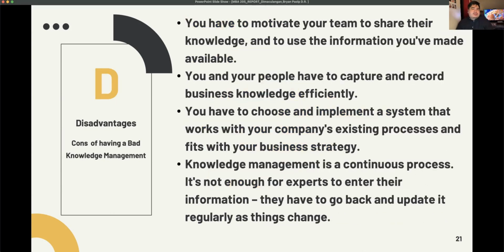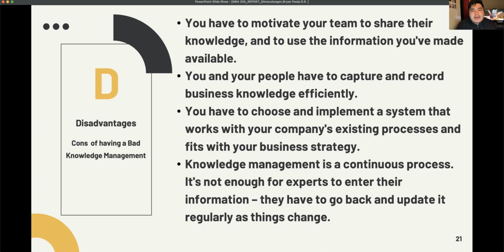Now, the disadvantage is that knowledge management is not easy. You have to motivate your team to share their knowledge and use the information you've made available. Of course, if they are not compensated the way they want to be, they are not sharing what they know. Secondly, you and your people have to capture and record business knowledge efficiently. Of course, in knowledge management, you also have to choose and implement a system that works with your company's existing processes and fits with your business strategy.